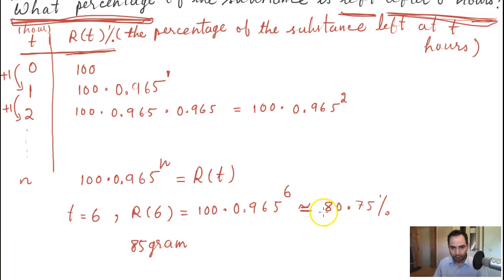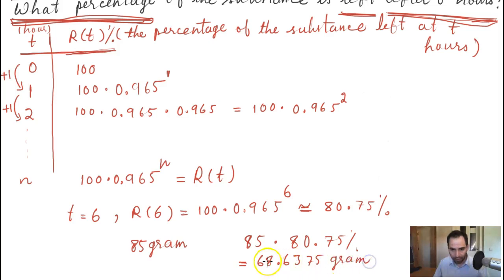And based on this, after 6 hours, 80.75% of that 85 grams is going to remain. So then you simply multiply 85 times 80.75%, and whatever that might be, I do not know. 85 times 80.75% is approximately equal to 68.6375 grams remaining after 6 hours of the 85 grams. So that's basically how you could solve this problem.